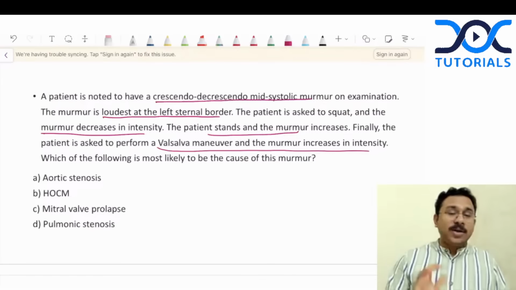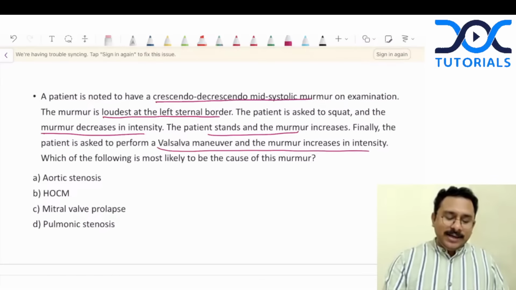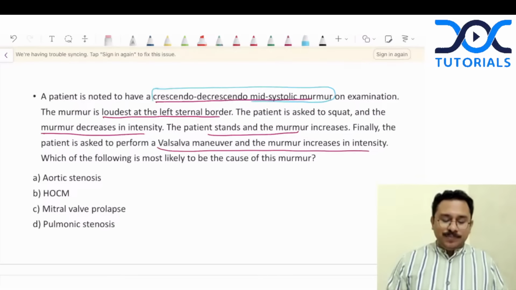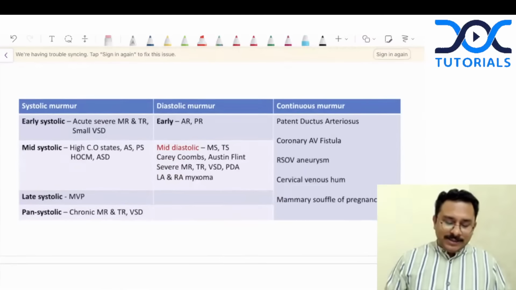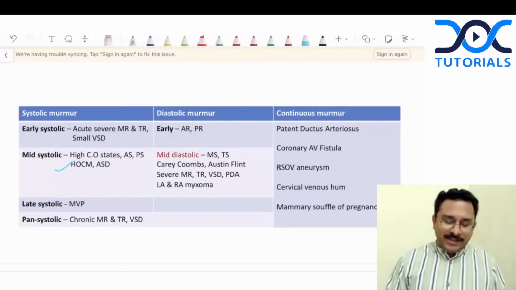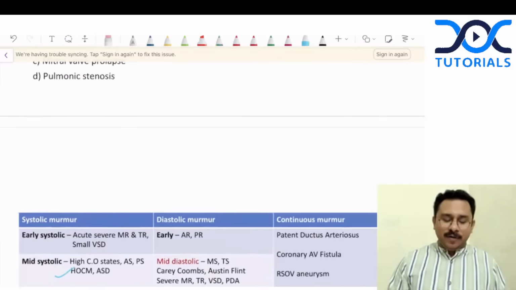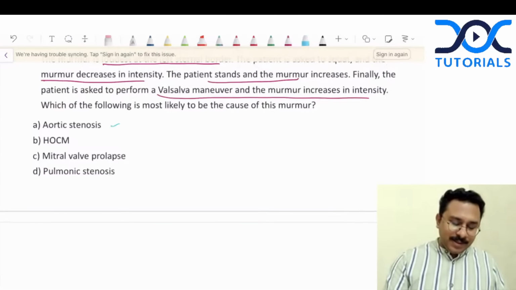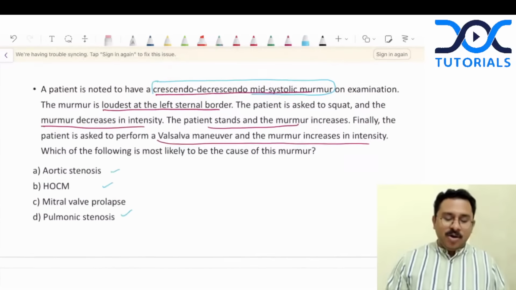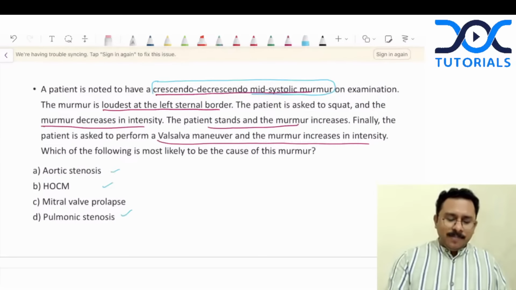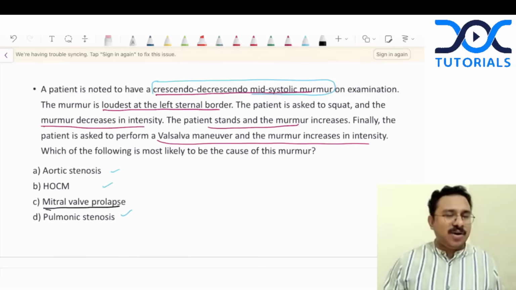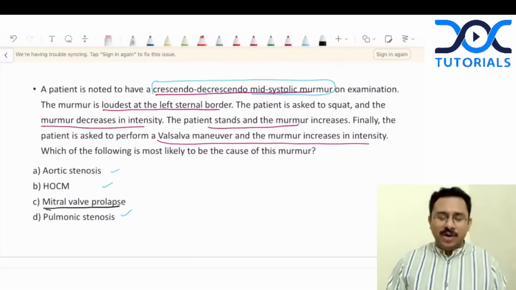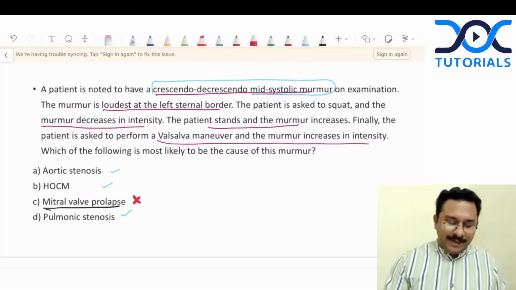First of all, you should know what the causes of a crescendo decrescendo mid-systolic murmur are. That is point number one, because that itself might help you eliminate certain options here. Which one can you eliminate? See, if you look at the mid-systolic murmur, aortic stenosis, pulmonic stenosis, and hypertrophic cardiomyopathy can all produce a mid-systolic murmur. Mitral valve prolapse, MVP, can produce a click followed by a short systolic murmur, which is not typically a mid-systolic murmur. So I'm already eliminating mitral valve prolapse.